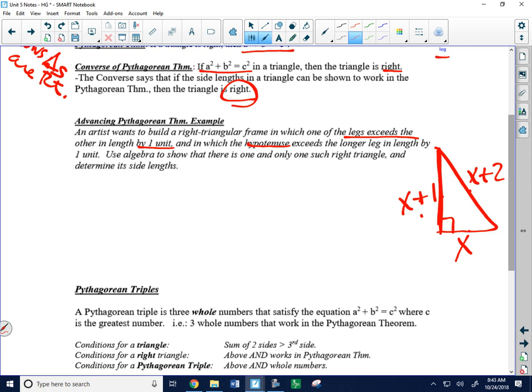And now we know it's a right triangle, and we can write an equation with the Pythagorean theorem, and solve for x and get the side lengths. And so that's what I'm going to do. I'm going to start with the short side: x squared plus (x plus 1) squared. Make sure it's in parentheses, not just 1 squared. Equals the hypotenuse, (x plus 2) squared.